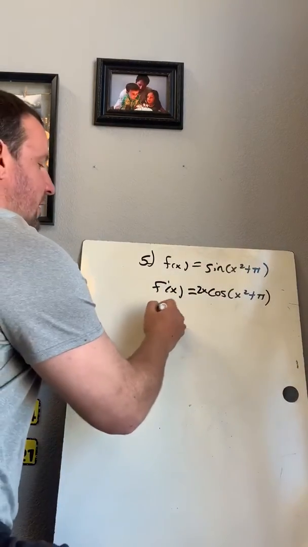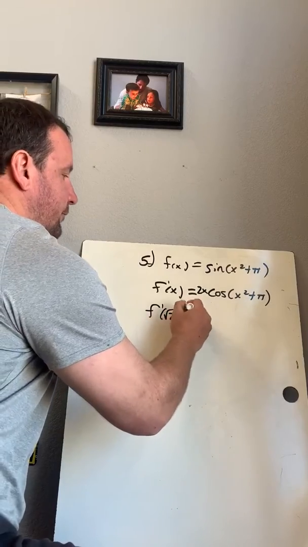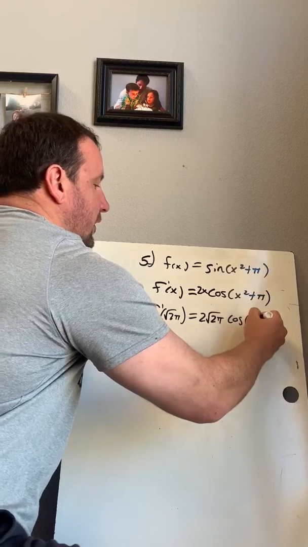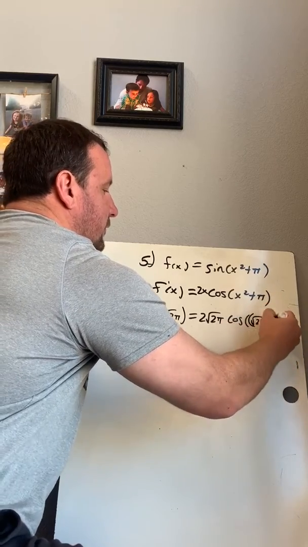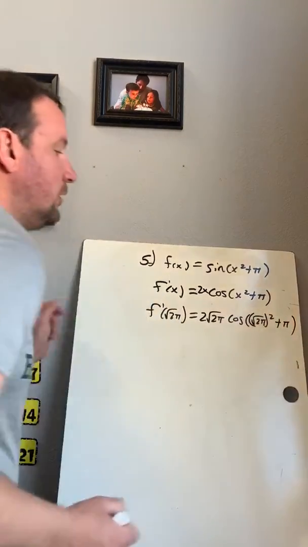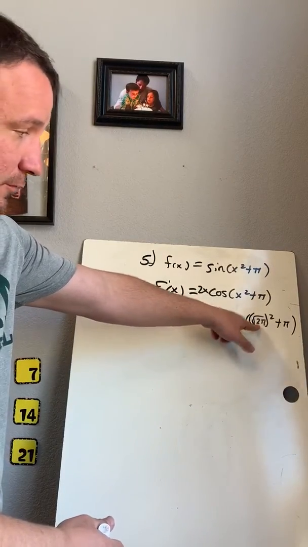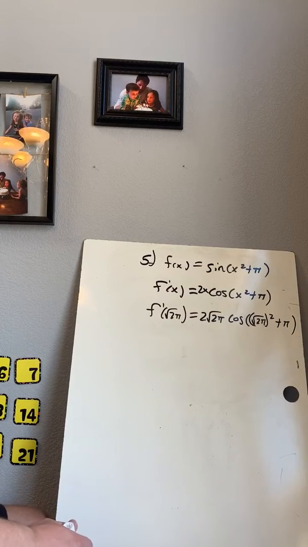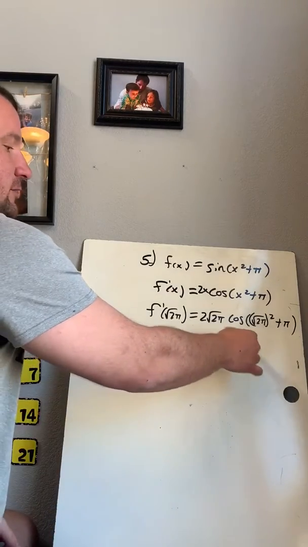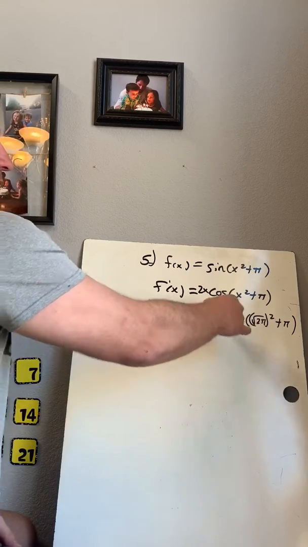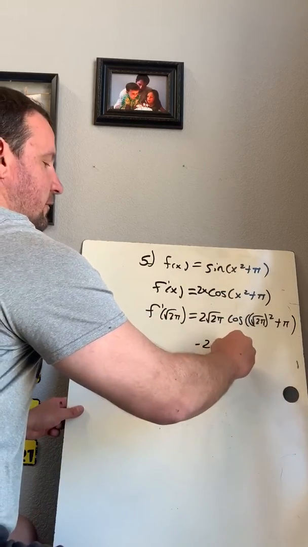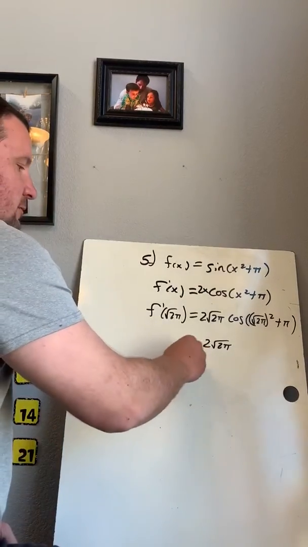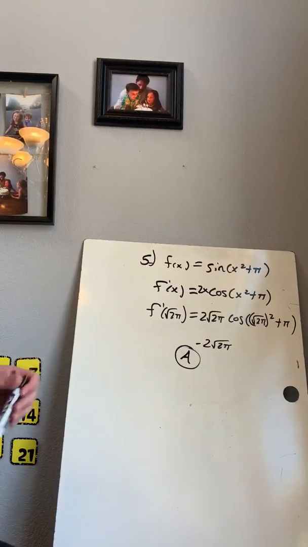So if I do f prime of root 2 pi, I get 2 times root 2 pi times cosine of (root 2 pi) squared plus pi. The square of root 2 pi is 2 pi. 2 pi plus pi is 3 pi. Cosine of 3 pi, so 3 pi takes us 1 pi, 2 pi, 3 pi, that's a -1, so I just take a negative in front of this, which gives me -2 root 2 pi, which is the answer A. Okay, I'm going to try to get number 6 in here.